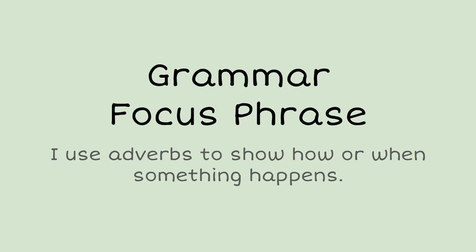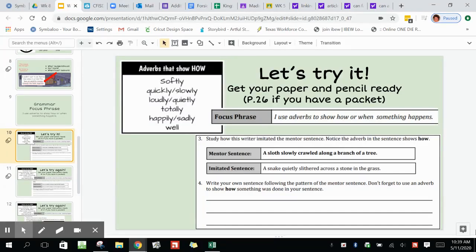Okay, so our grammar focus phrase for this week is I use adverbs to show how or when something happens. Okay, we're going to have you try it now. So get your paper and pencil ready. If you have your packet, you can go to page 26. And remember, we're talking about the focus phrase. I use adverbs to show how or when something happens. And up here in the top left corner are some adverbs that show us how. We're going to talk about first, how does something happen?